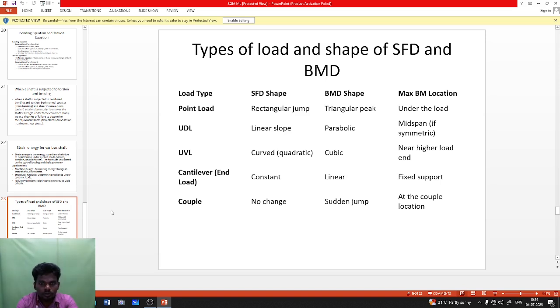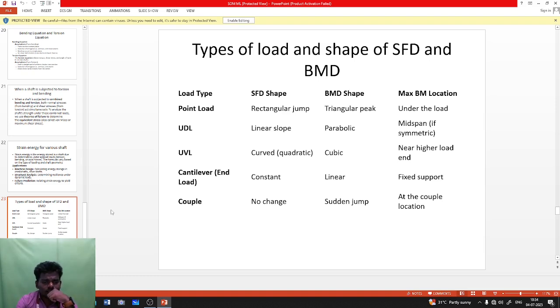For uniformly distributed load, the shear force diagram is a linear slope and the bending moment diagram is parabolic, and the maximum bending moment location is at midspan if symmetric. For uniformly varying load, the shear force diagram is curved, which is quadratic, and the bending moment diagram is cubic, and the maximum bending moment location is near the higher load end.